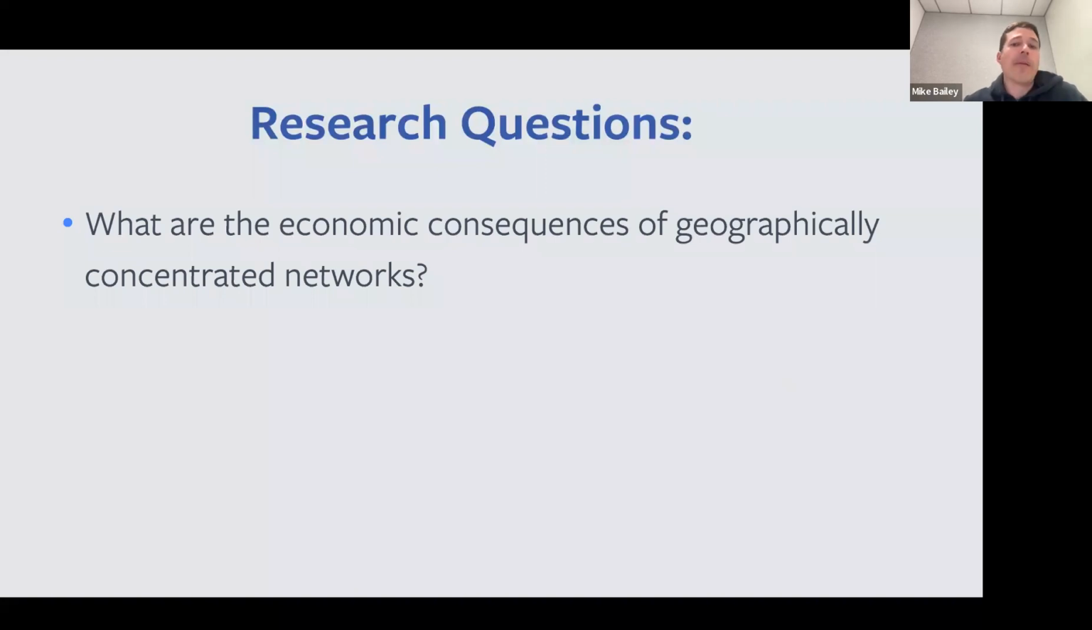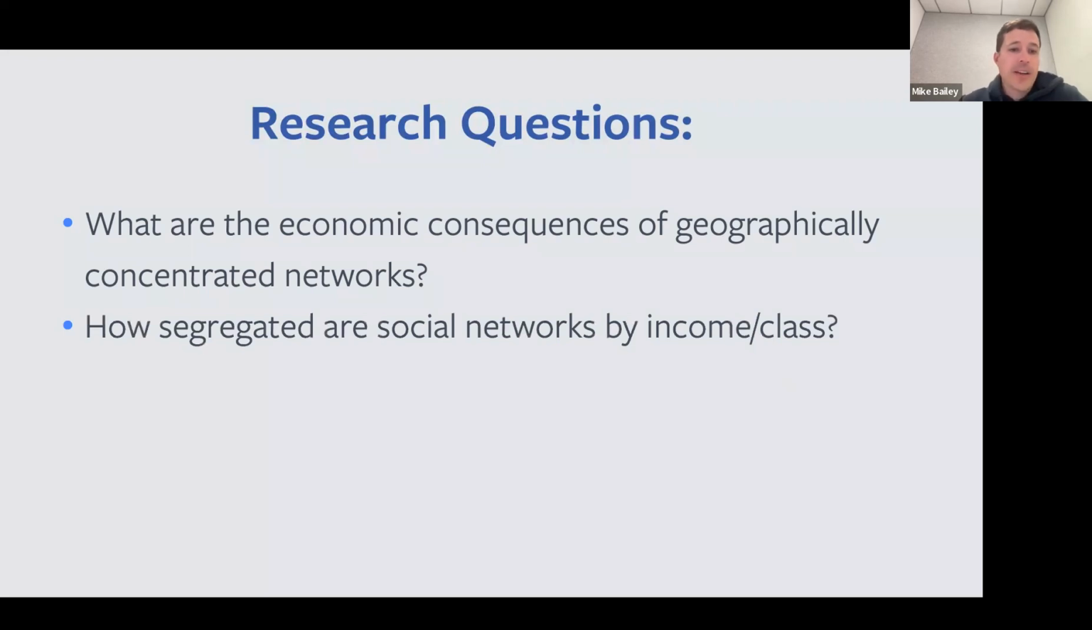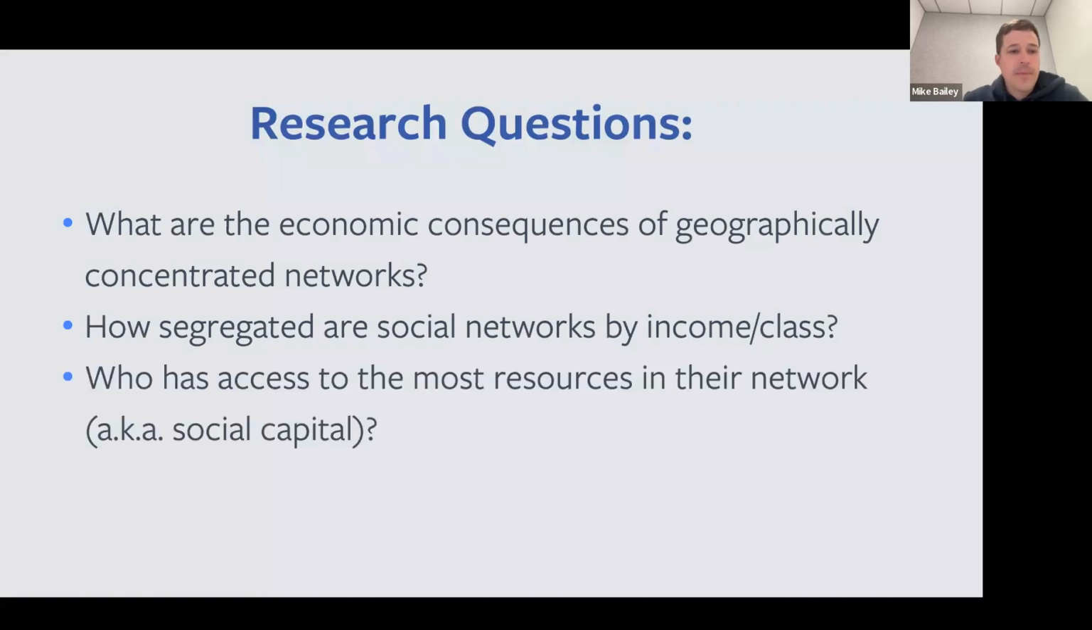So one is, what are the economic consequences of geographically concentrated networks? Do we see these at the individual level? And then what are the economic consequences of it? How segregated are social networks by income or class? Do these geographic networks lead to networks that are more segregated by income? Who has access to the most resources in their network? That's another way of saying, who has social capital? So who's connected to the people who can give them job opportunities or help them in some way?